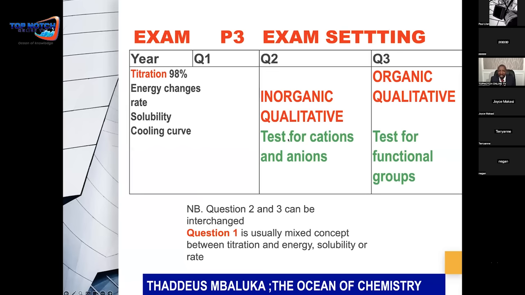inorganic qualitative analysis, that is, test for cations and anions. And then we have... I understand there is a chat somewhere. Okay, that I'm getting from. Okay.